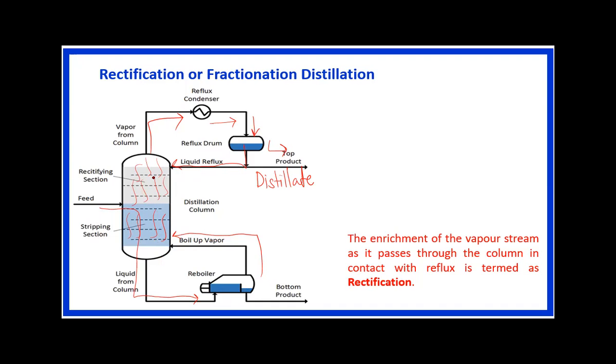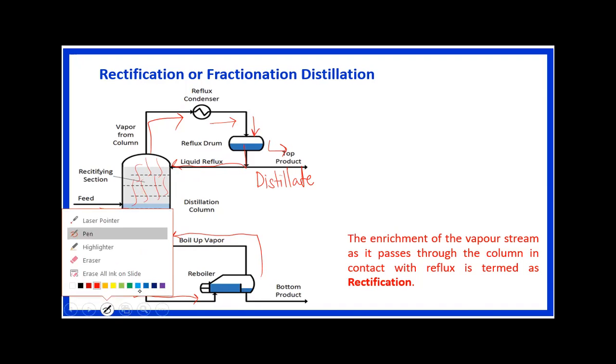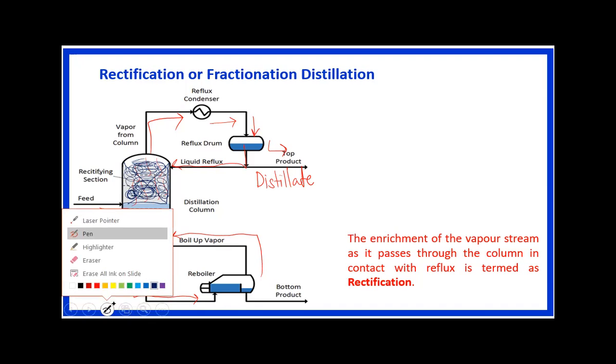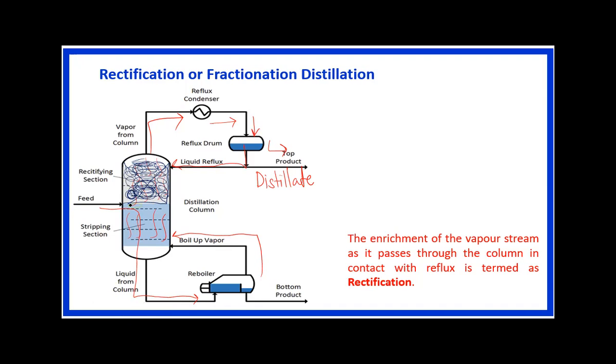So there are two sections of this main plate column. One section is above the feed plate; this part is called the rectifying section. The part which is below the feed plate is called the stripping section.